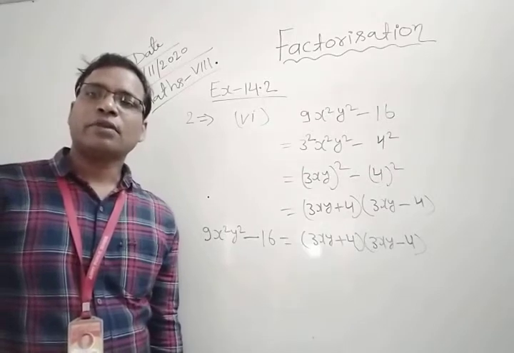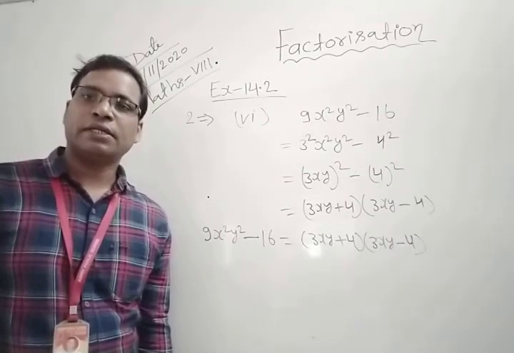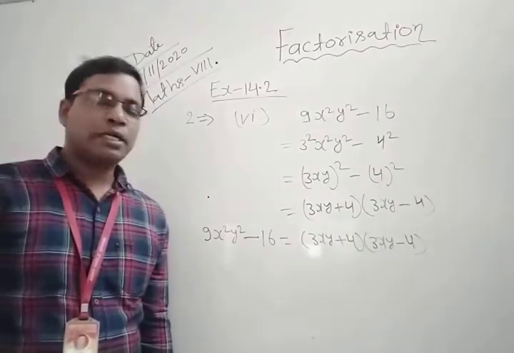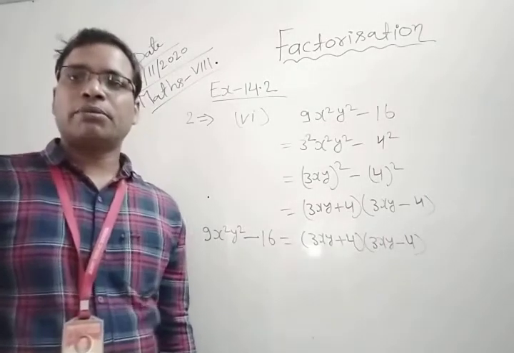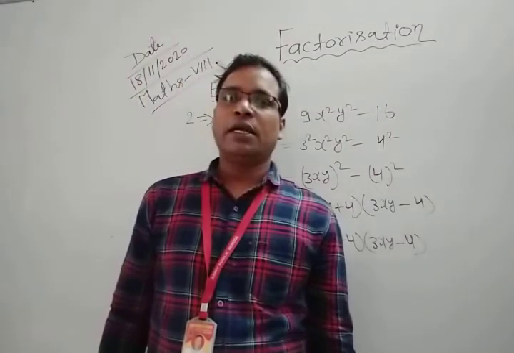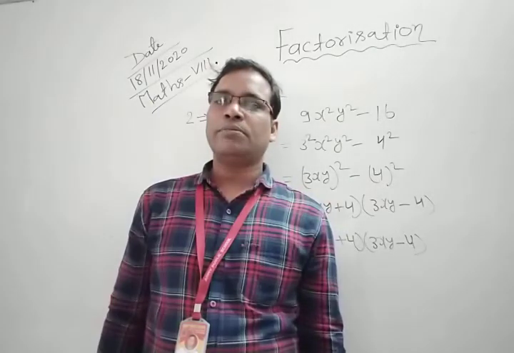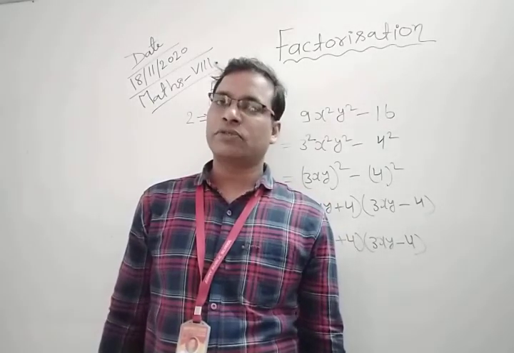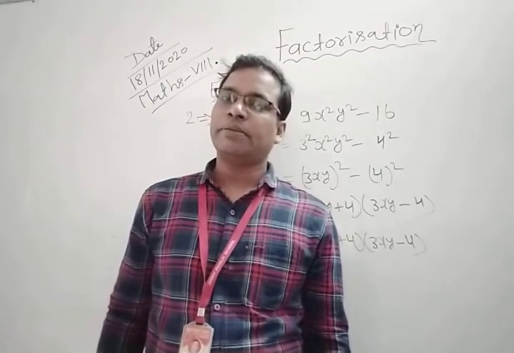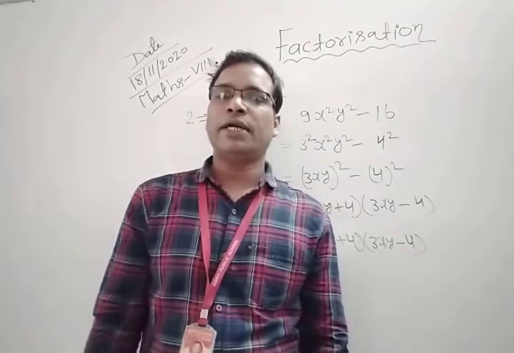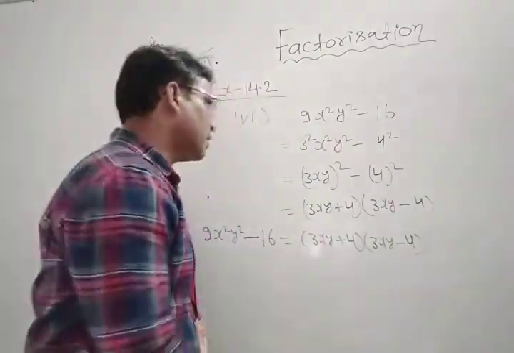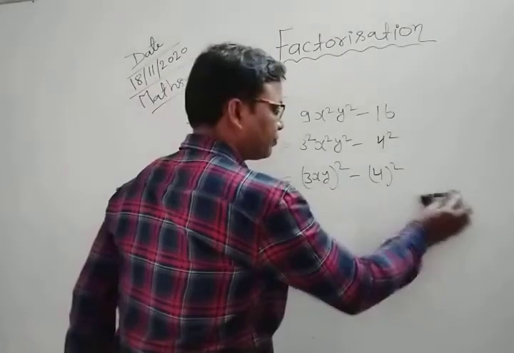Now we are going to discuss the next part, the seventh part of question number 2. The seventh part of question number 2 is x square minus 2xy plus y square minus z square. We need to find the factor of this. So let's see how to find the factor of the seventh part of question number 2.